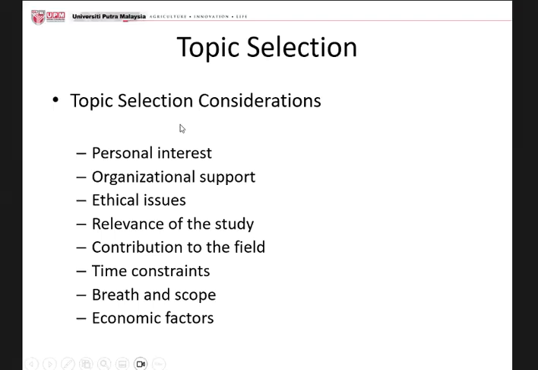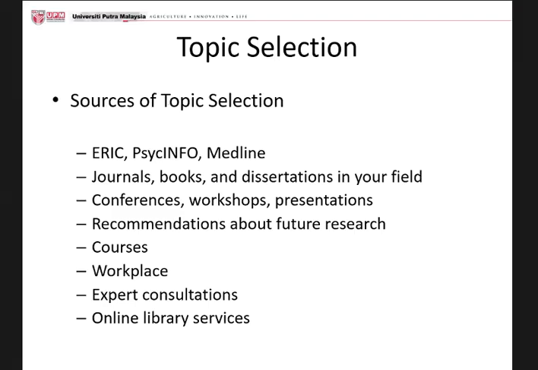So topic selection considerations: personal interest, organization support, ethical issues, relevance of the study, contribution to the field, time constraint, breadth and scope, and economic factors. Okay. You can find topics from many places: journals, conferences, recommendations about future research, courses, the workplace, can be anything. I showed you last week how to get the papers.